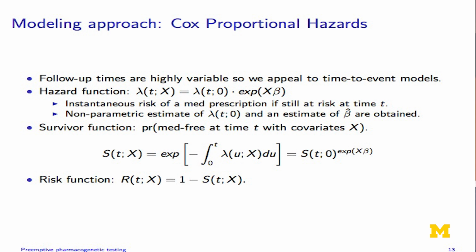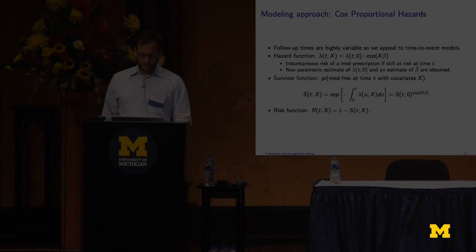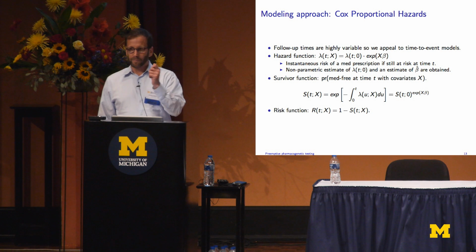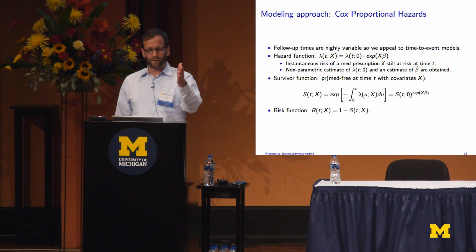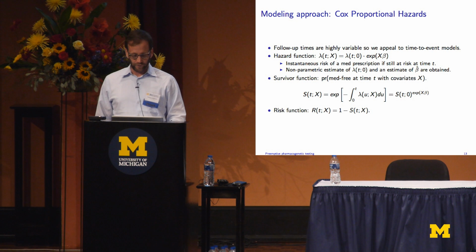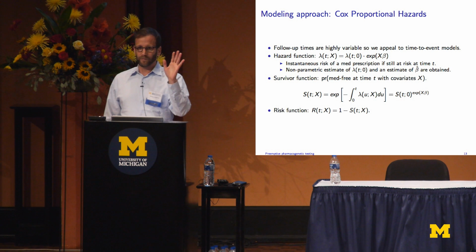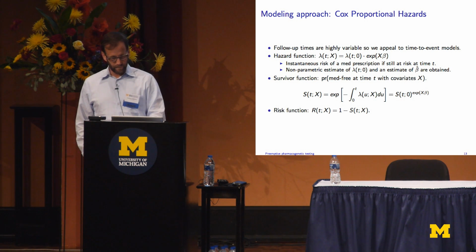Now we want to model the risk of getting put on these medications. Since follow-up times are highly variable, we want to use time-to-event analyses. One of the obvious approaches would be a Cox Proportional Hazards model. From the Cox Proportional Hazards model, we would summarize the non-parametric estimate of the baseline hazard as well as the parametric portion of the model. And ultimately, we want to get the risk of getting prescribed a particular medication by some time in the future, given your covariate values. So say, what's your risk within 2 years of getting prescribed a particular medication? That's what we're ultimately attempting to get here.